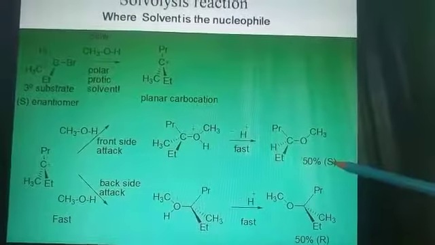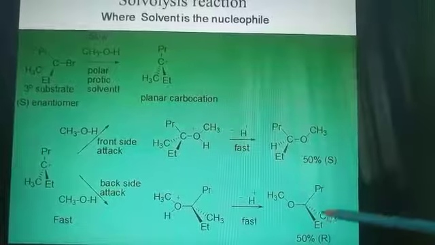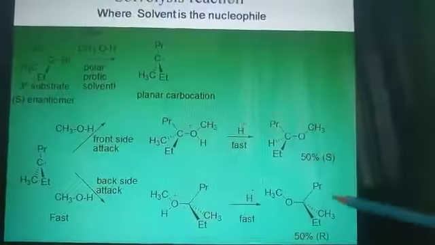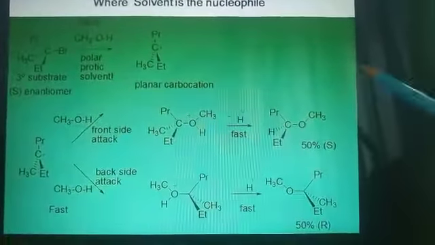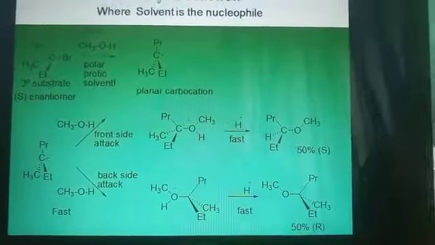with racemization, that is from S to S and R, 50-50%. This is called a solvolysis reaction.